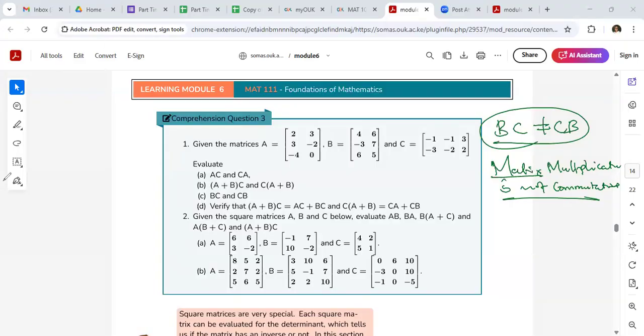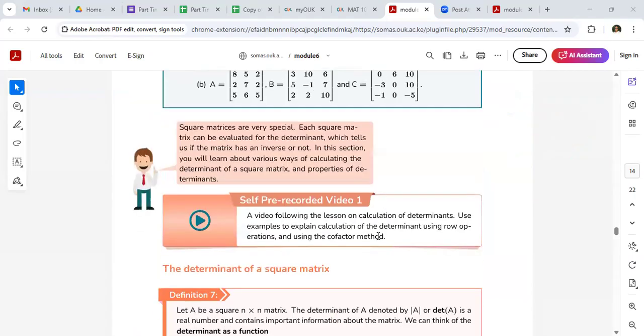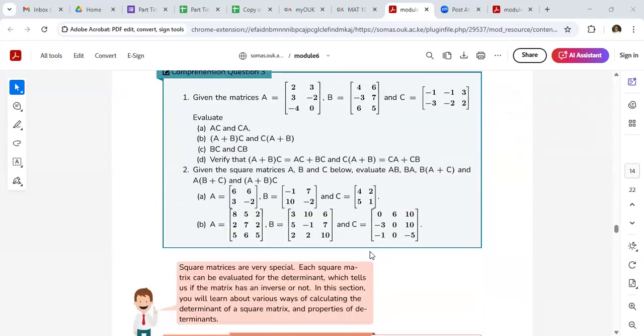Okay, Tracy, you've raised your hand. Thank you for that. So AB is not equal to BA, yes, but does it also mean that AB can never be equal to BA? Like, are they compatible? Can they always be multiplied?